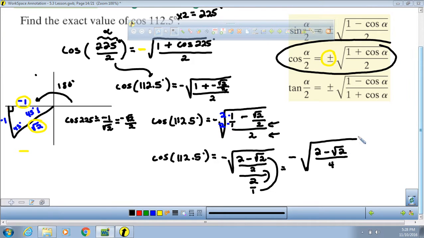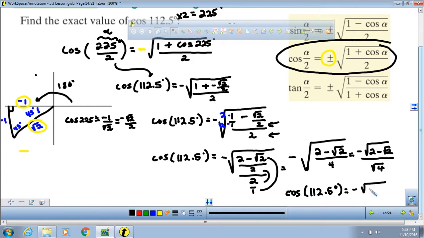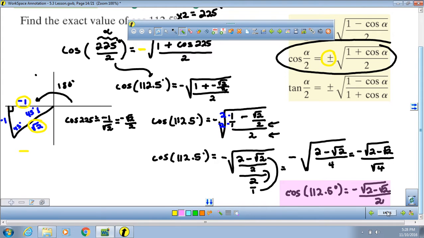Is there anything else I can do to simplify this? The numerator, no, but the denominator, yes. Because you separate it into 2 square roots. The square root of 4 is going to give you a 2. So my final answer would be this. Cosine of 112.5 as an exact answer is going to be negative square root of 2 minus square root of 2 over square root of 4, which is equal to 2. That is the exact answer for this expression.